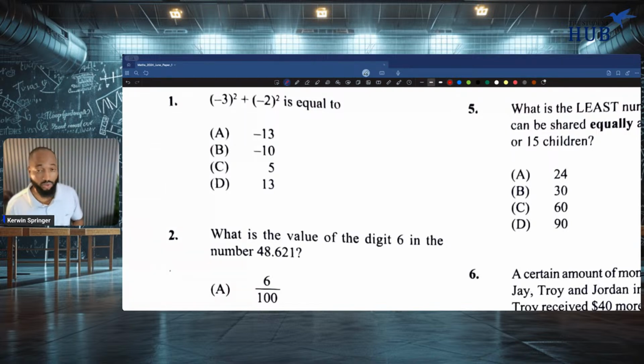In the meanwhile, you all can do number one. We are going to do an entire 60 questions of revision.